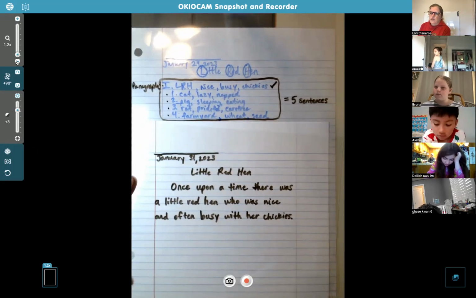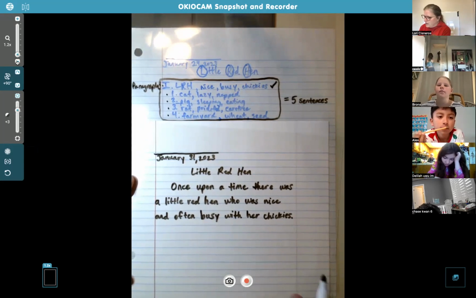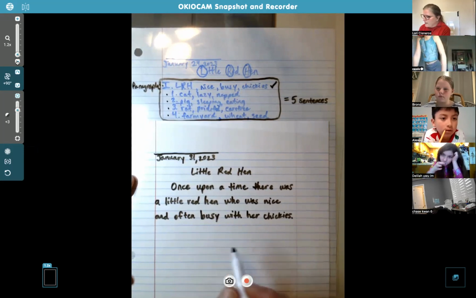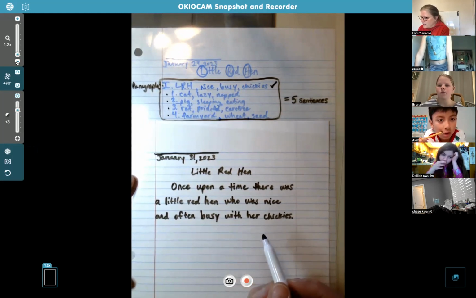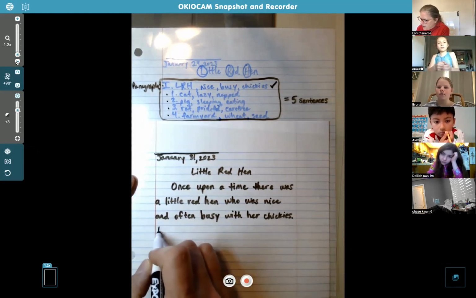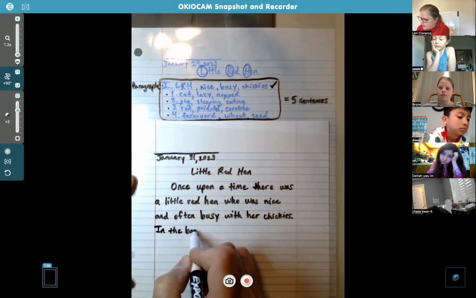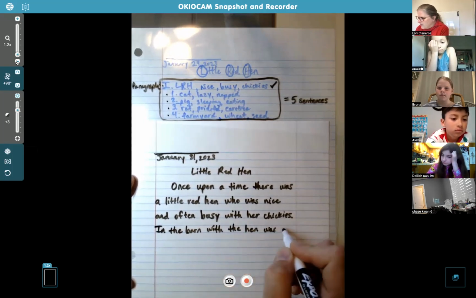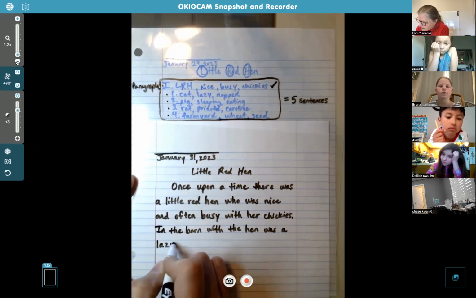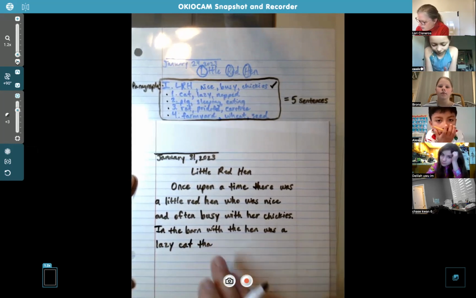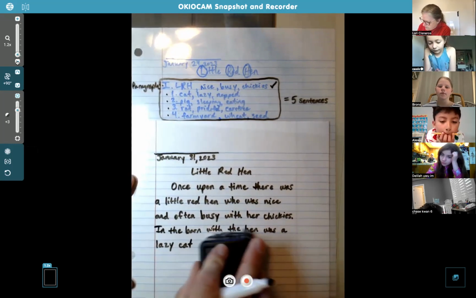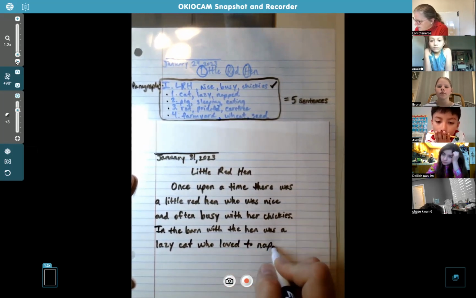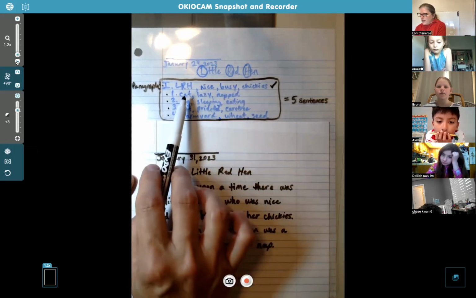Okay, where the little red hen lived, there was a cat. Okay, you could say that. I put there was a lazy cat that normally slept in the barn door. Okay, I might say that's a good one. I might say in the barn with the hen was a lazy cat that, or I could say actually who loved to nap. So I got cat, lazy, and nap.